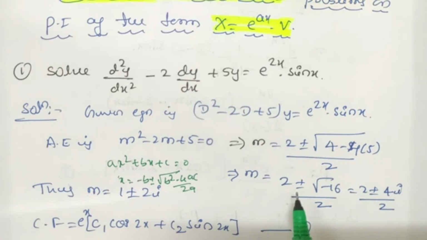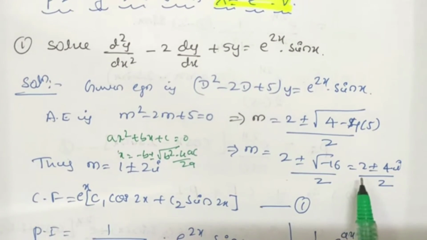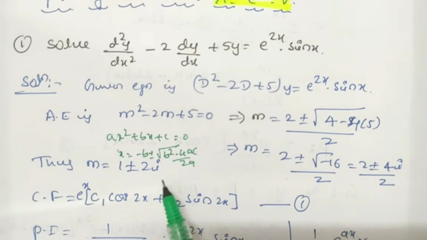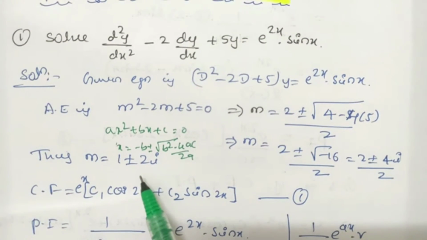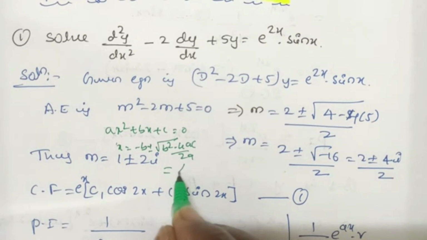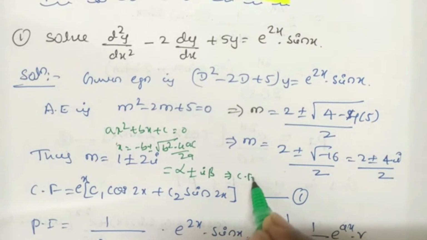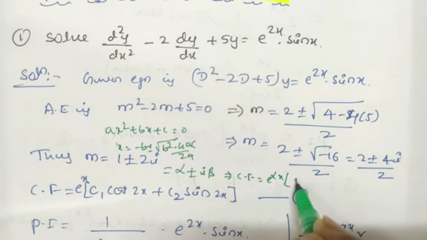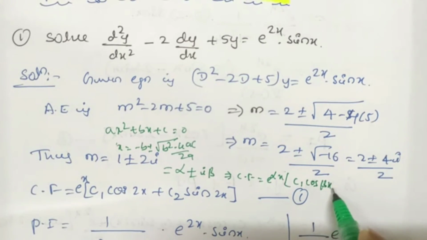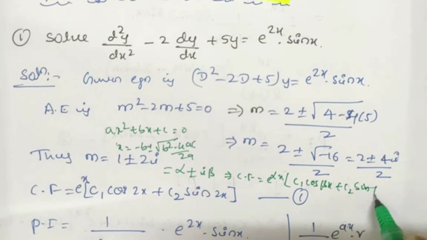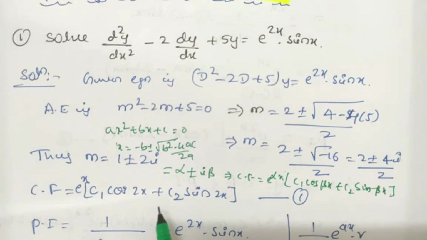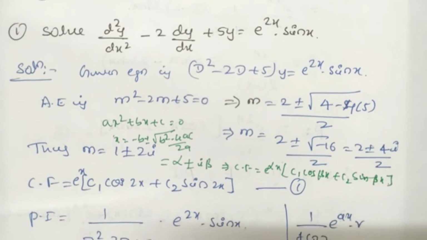After simplification you will get 2 plus or minus 4i divided by 2, that is 1 plus or minus 2i. Since the roots are complex, of the form alpha plus or minus i beta, we know the complementary function is e to the power of alpha x into (c1 cos beta x plus c2 sin beta x). So we can write this as e to the power of x into (c1 cos 2x plus c2 sin 2x). Take this as equation number 1.